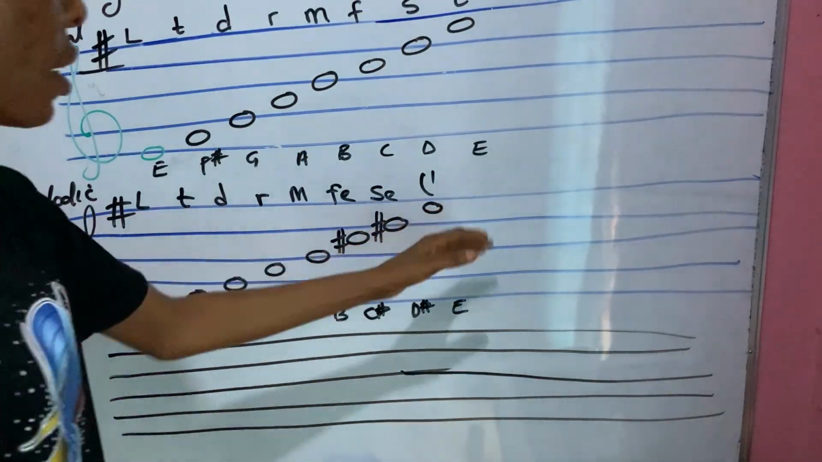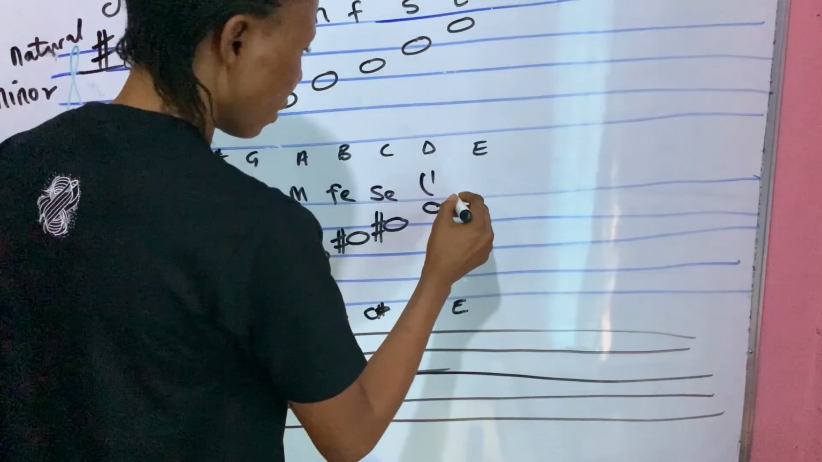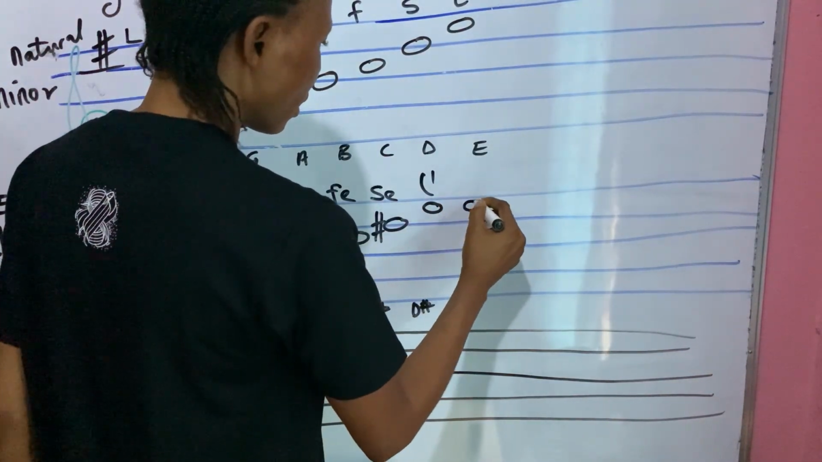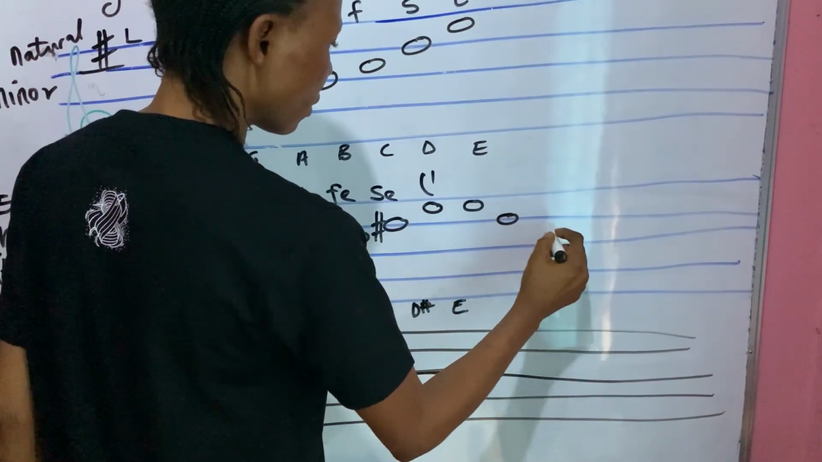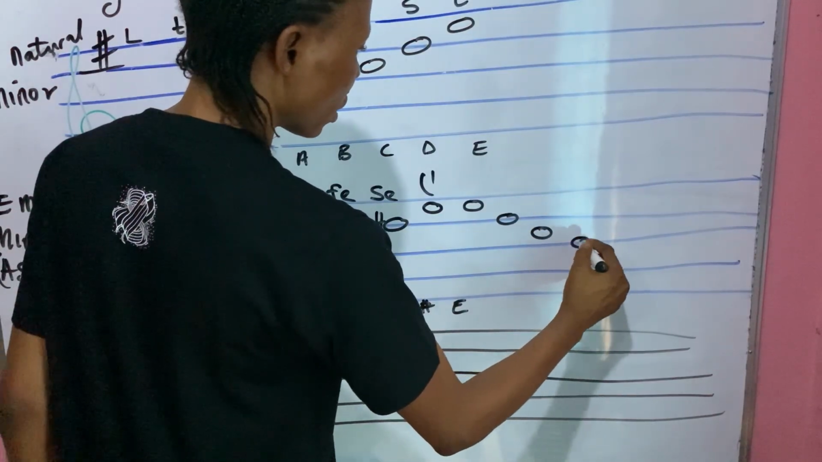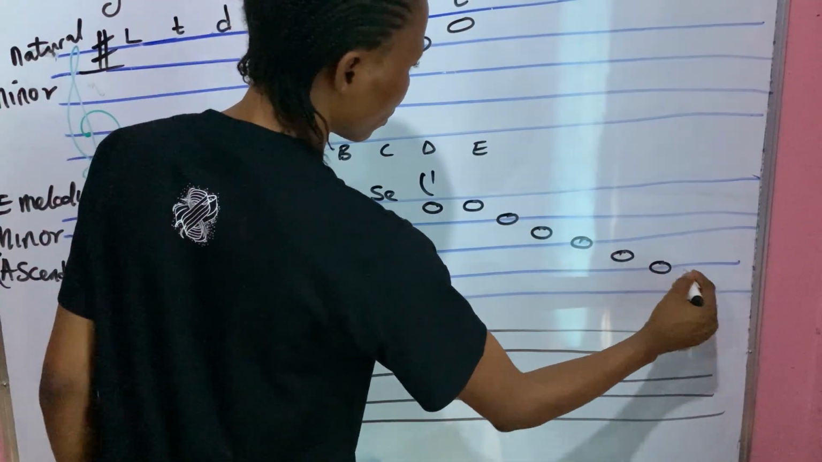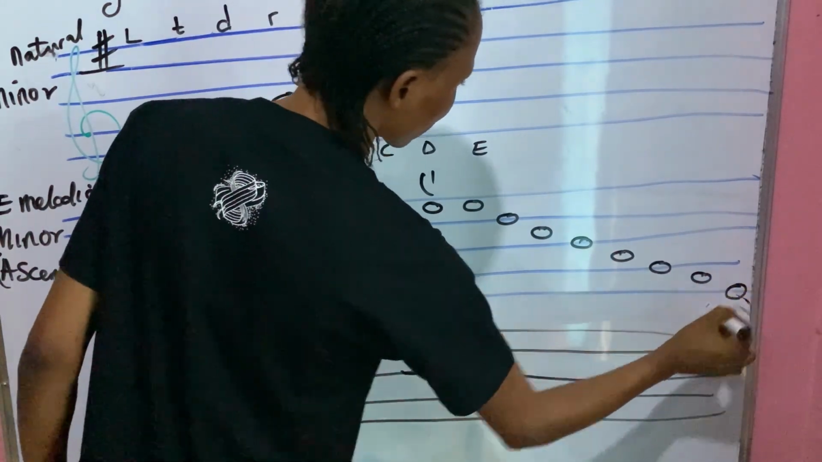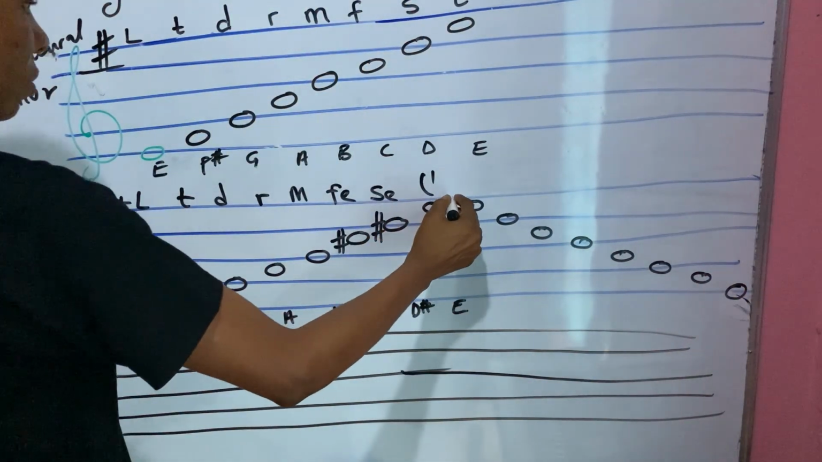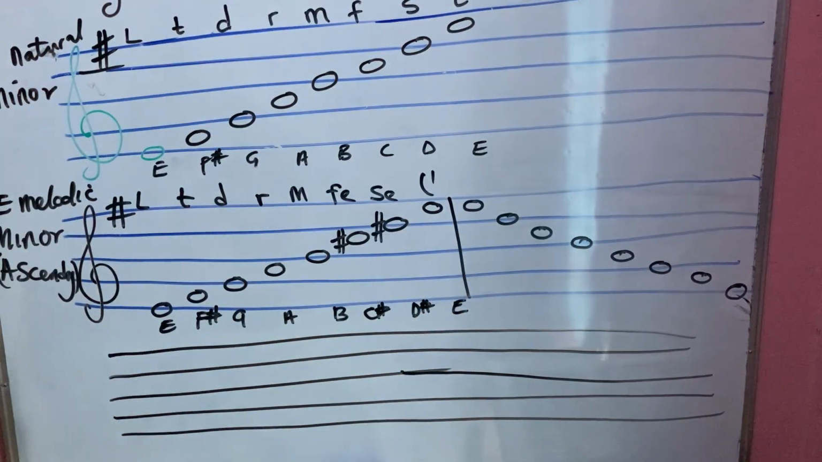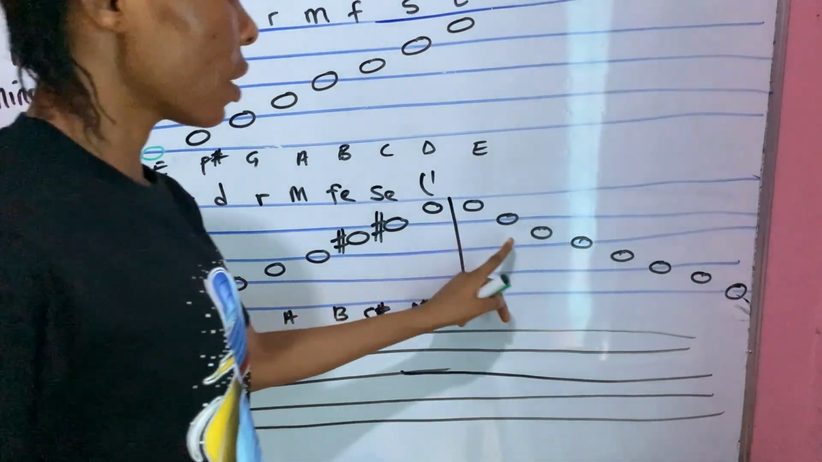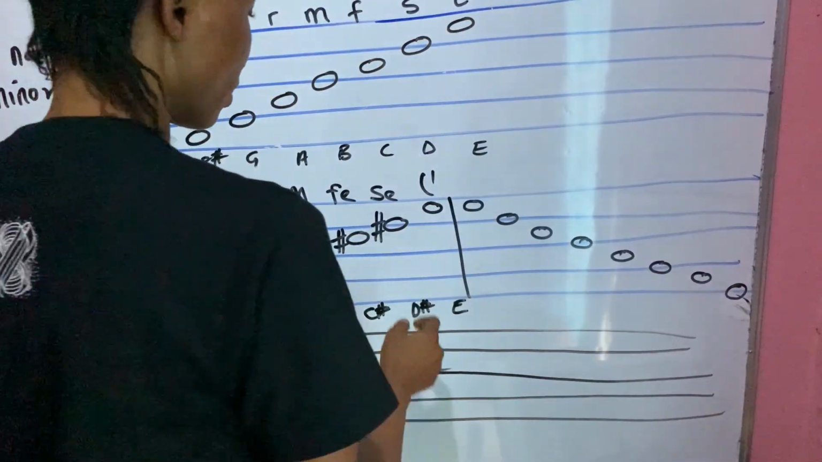When you are descending, it becomes, okay, let me check if this place can enter the descending. La, then La, So, Fa, Mi, Re, Do, Ti, La. You see? When you are ascending, the 6th and the 7th degree are raised. When you are descending, it's naturalized.